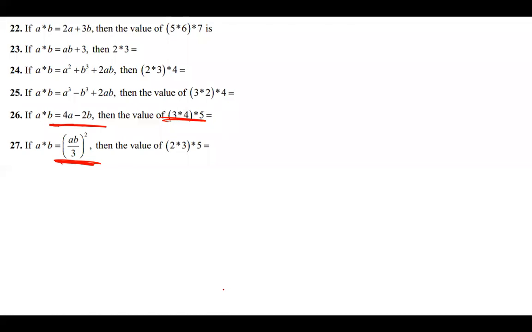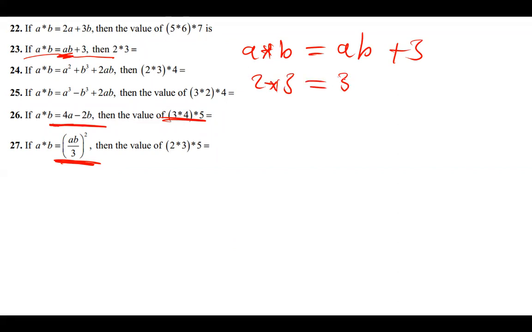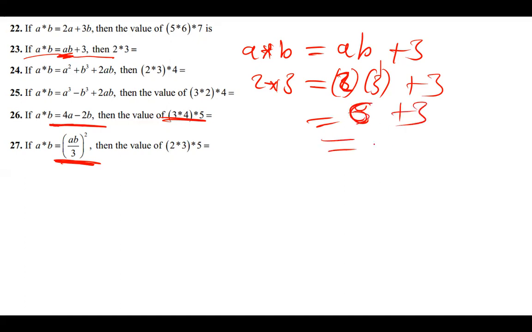All right. Sorry, but did you find question 23? How did you find question 23? This one? Yes. I just replaced 2 and 3 with A and B. So they're saying A star B is equal to AB plus 3. So if they say 2 star 3, the answer should be 2 times 3, then plus 3. 2 times 3 is 6, then plus 3, which gave me 9.